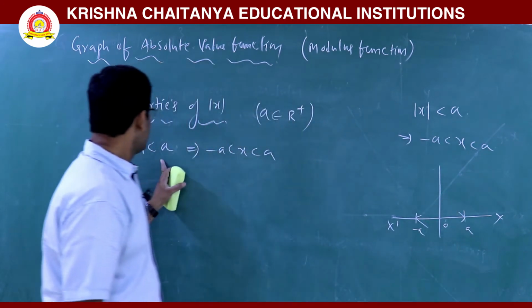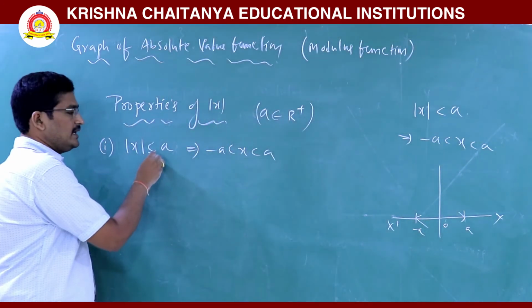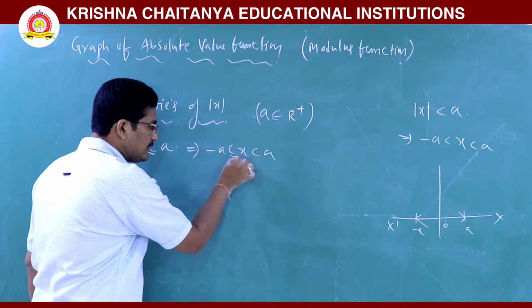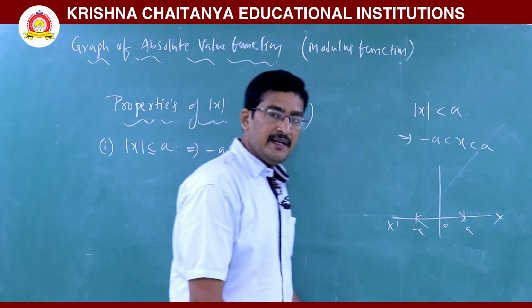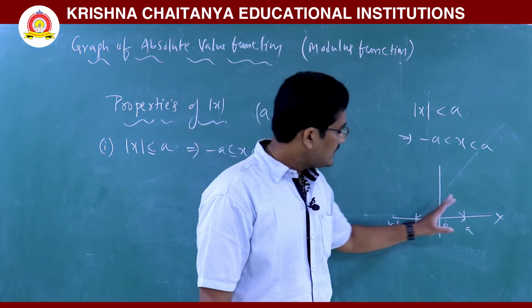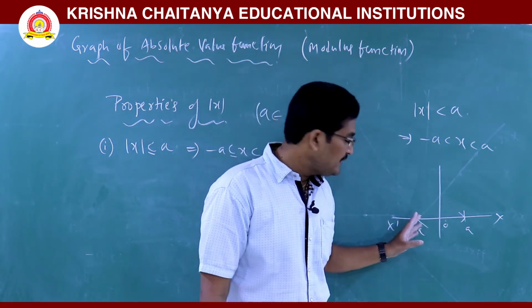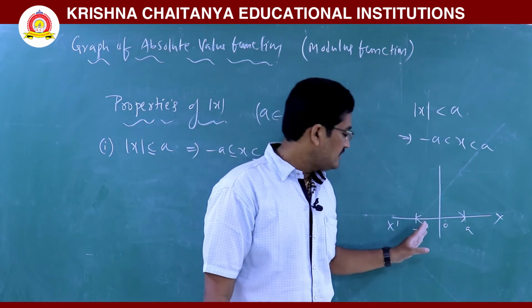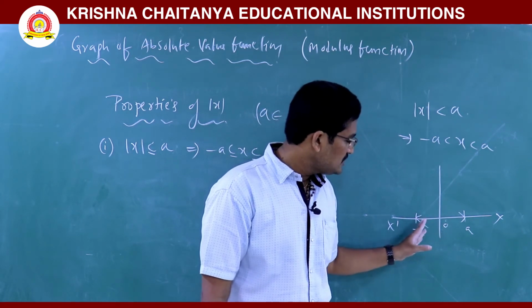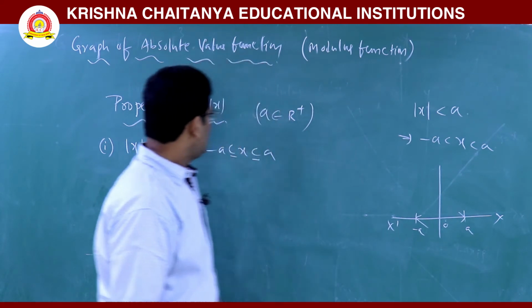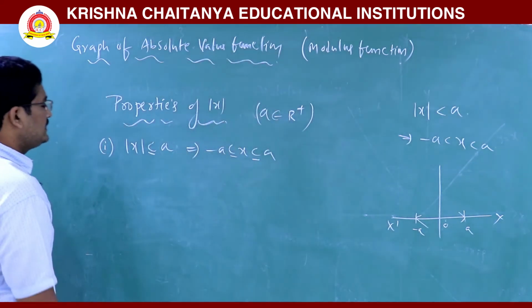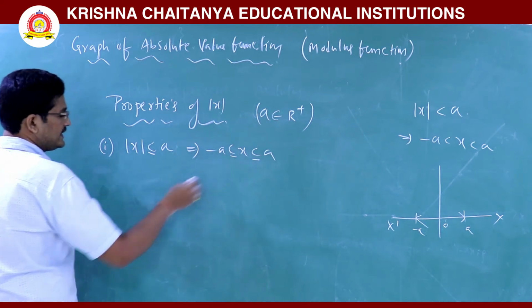That is the meaning. If mod x is less than or equal to a, then that x value lies like this: minus a less than or equal to x less than or equal to a. That means x should be minus a or x should be a, or x is any value between minus a and plus a. So mod x less than or equal to a, then x lies between minus a and plus a like this.